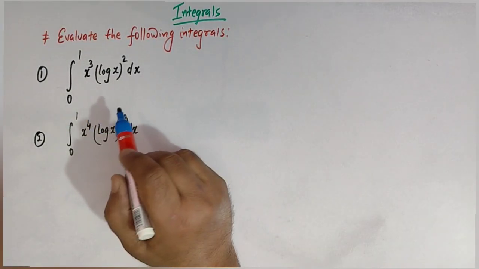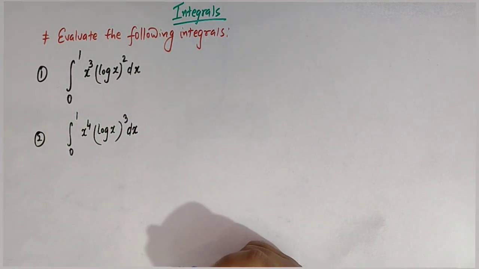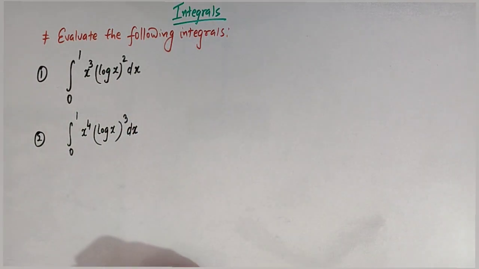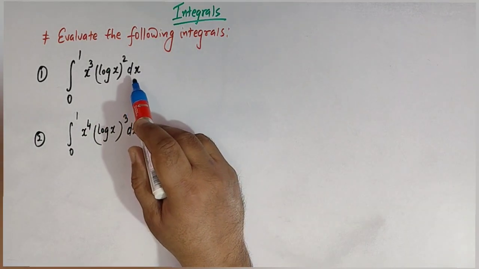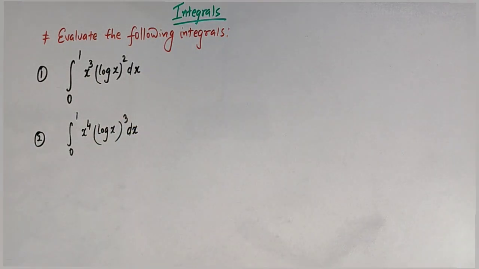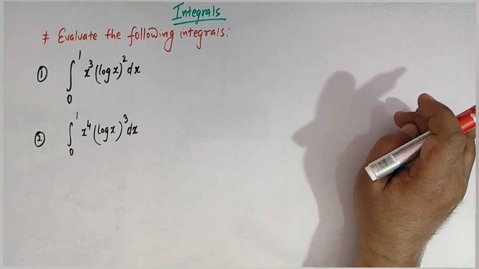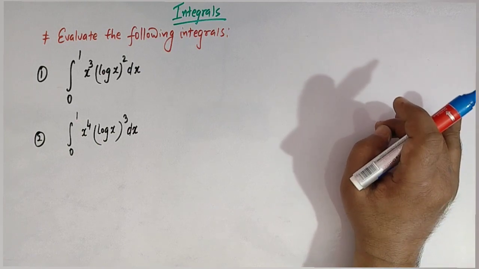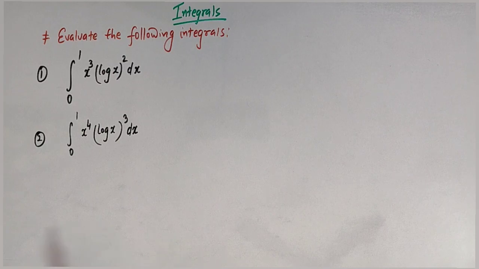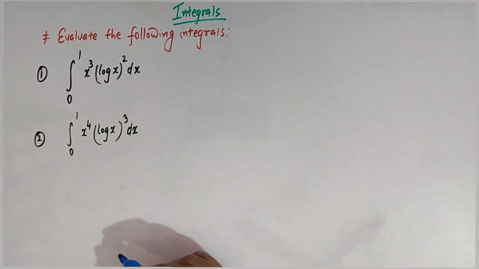Here we are not going to solve these two problems by the usual method of making use of reduction formulas. What we will do here is directly write the values of these two integrals by making use of a direct result. So let us first see the general integral, and then we'll compare these two integrals with that general integral.